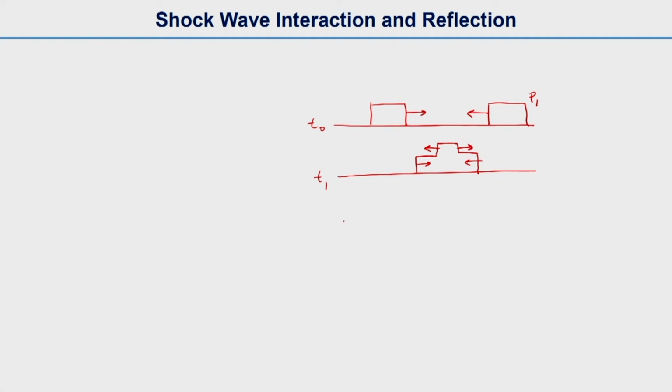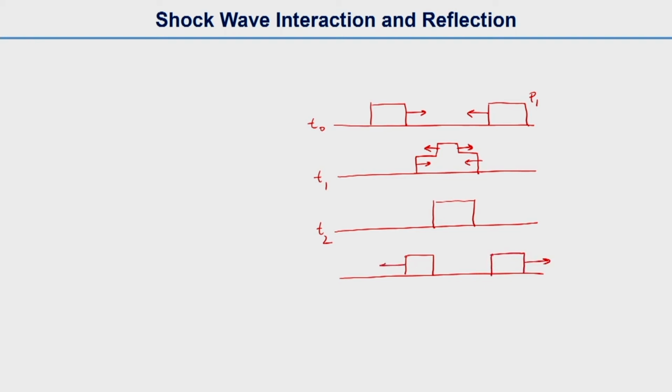So at time t2, the wave will look like this, and then at time t3 they will be separated, and both the waves will go back away from each other. This is at time t3.